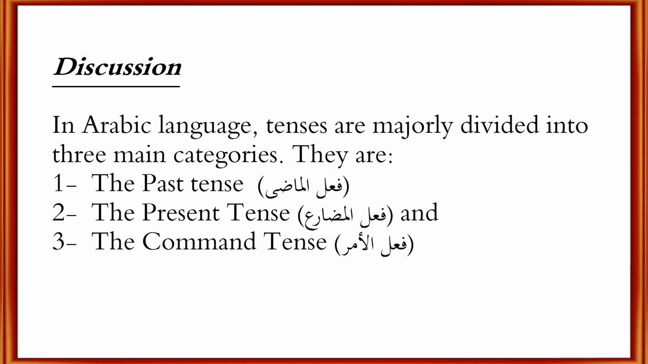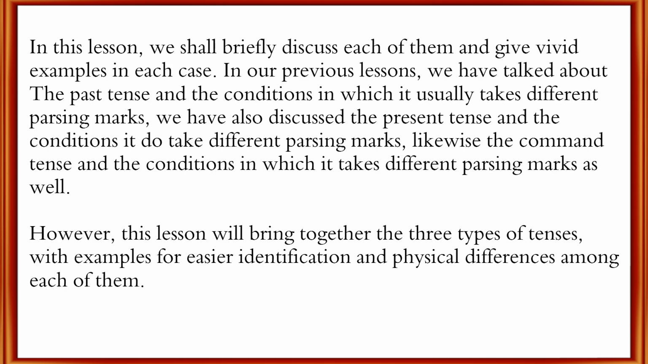Discussion. In Arabic language, tenses are majorly divided into three main categories. They are فعل الماضي, the past tense, وفعل المضارع, the present tense, and وفعل الأمر, the command tense. In this lesson, we shall briefly discuss each of them and give vivid examples in each case.